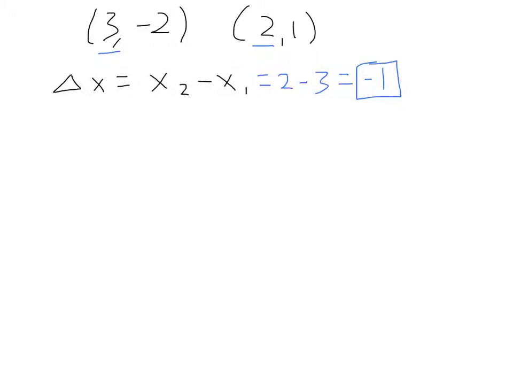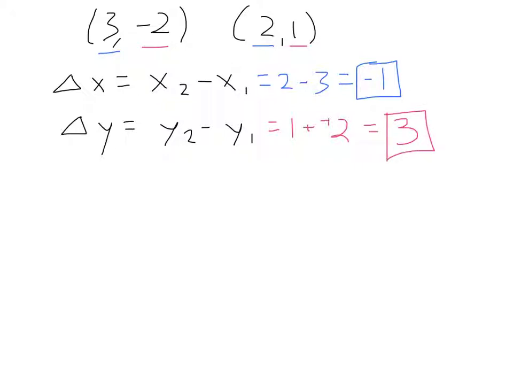There's problem 1. Alright, problem 2. Same thing, ask for delta y, which is y2 minus y1. And in this case, that's 1 minus -2, which should equal, if you add the opposite, +3.